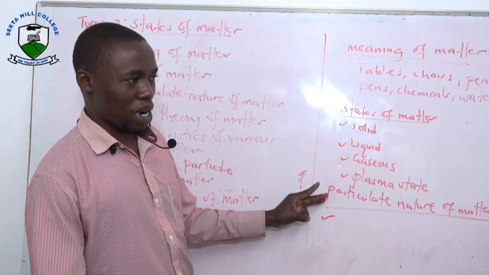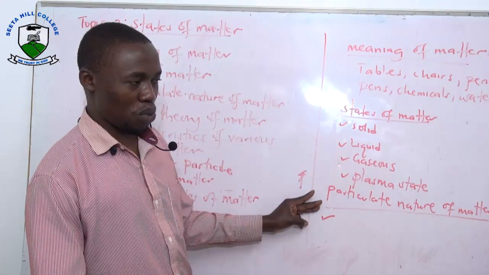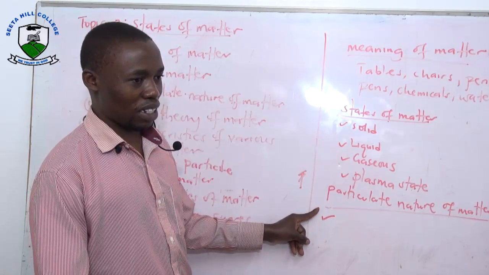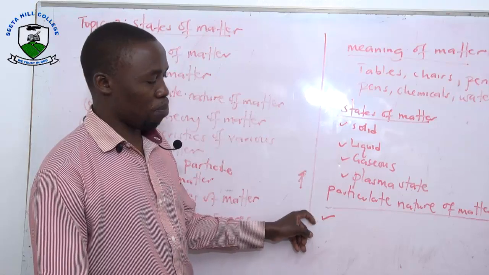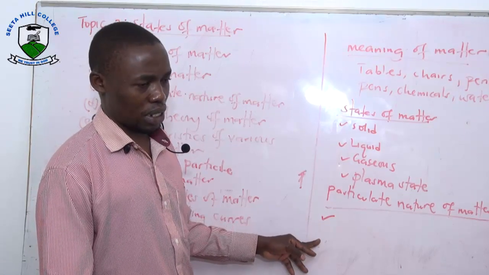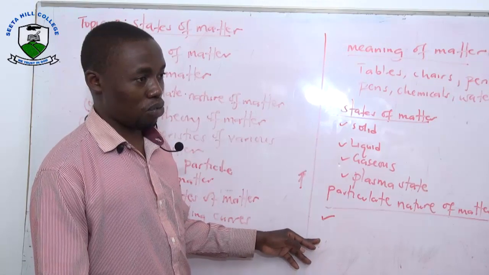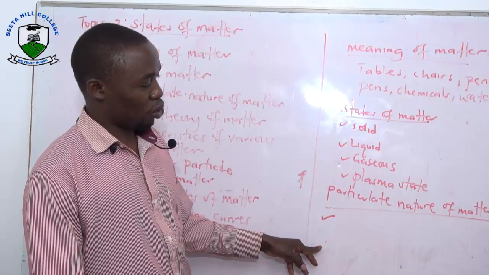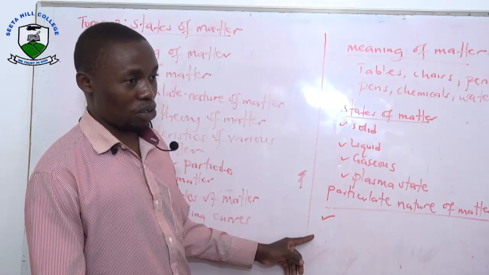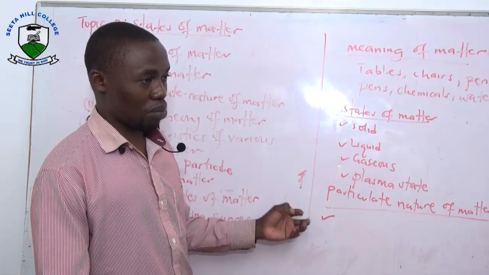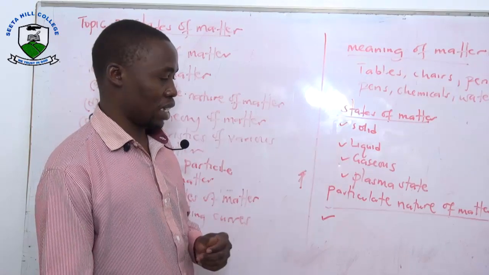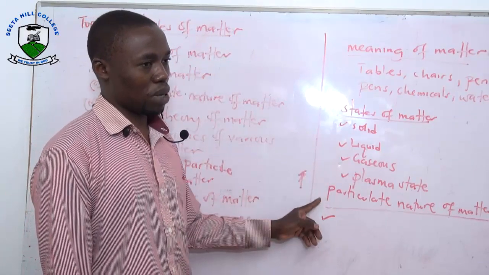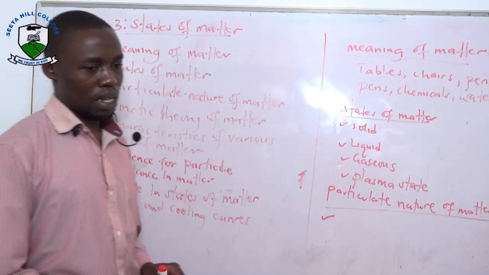Point 1, matter has tiny particles. Point 2, there are spaces between the particles. Point 3, particles attract each other. Point 4, the particles are in a state of motion. That the particles keep moving in matter. Then point 5, the speed of motion of those particles depends on temperature. When you increase temperature, the particles move very, very fast. Now those were the scientific theories to explain that matter has particles, which we shall prove ahead.